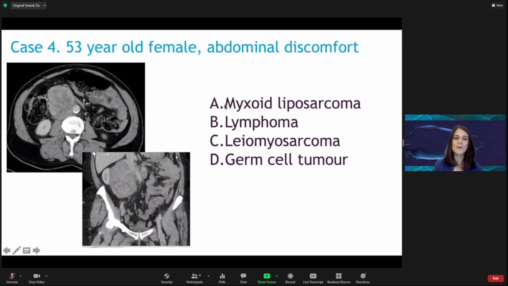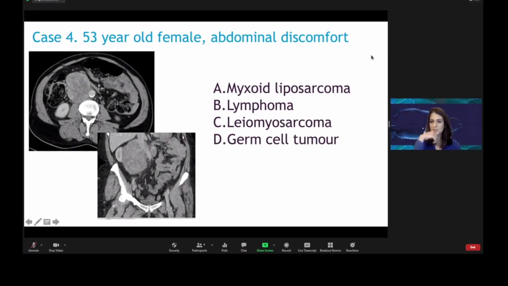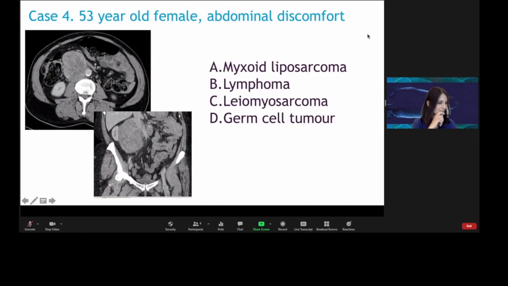Right, case number 4, 53-year-old female with abdominal discomfort. Do you think this is a myxoid liposarcoma, lymphoma, leiomyosarcoma, or germ cell tumour? I don't think we can say absolutely what we think this is based on this imaging alone, but start thinking about those questions that we spoke about in that decision-making algorithm, and one of these starts to become most likely. So do vote quickly, and if I can start seeing some results coming through on my chat, that would be great.